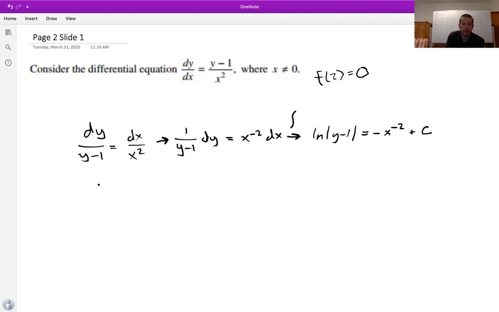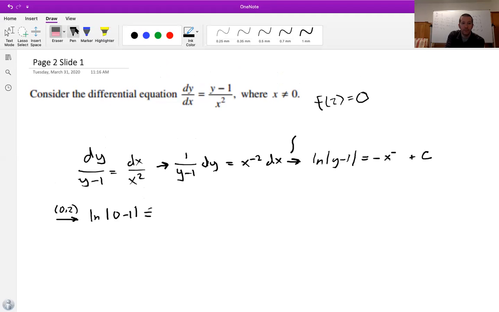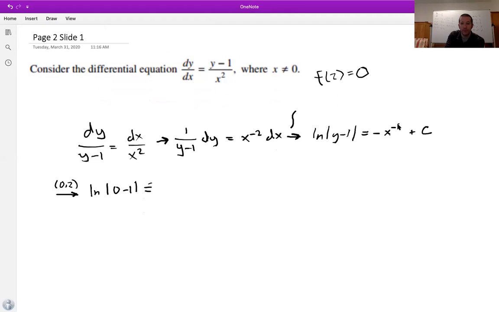So the next step is to plug in my initial condition. I'll indicate that by writing the natural log of the absolute value of 0 minus 1 equals, oops, I wrote this wrong over here. I did that wrong twice. All right. Negative 1 over x plus c, and x is 2, so that's negative 1/2 plus c.